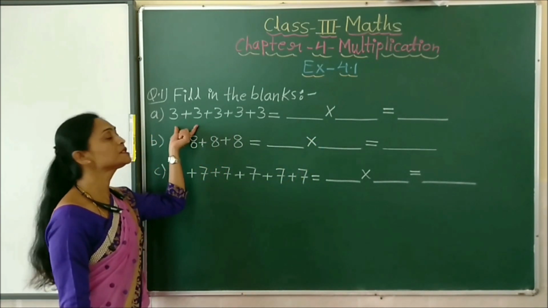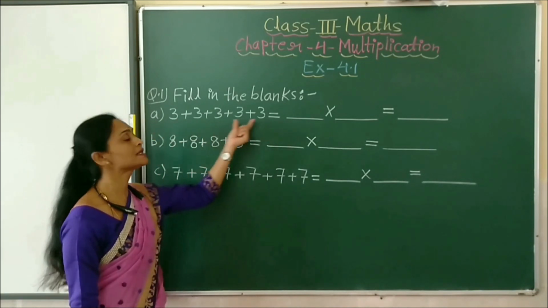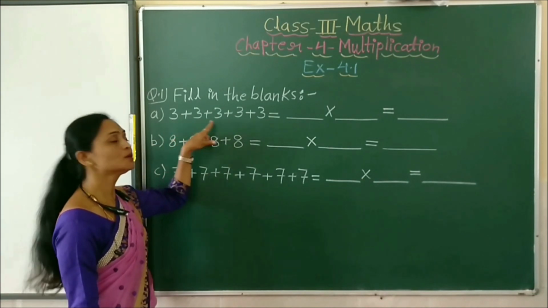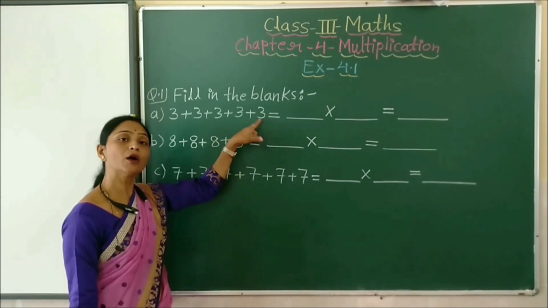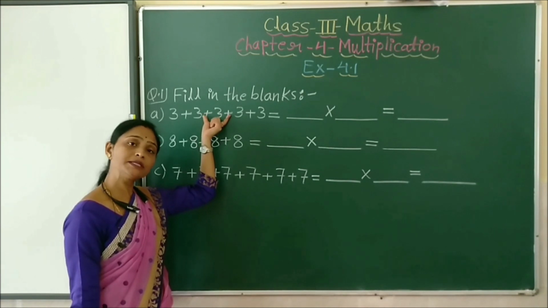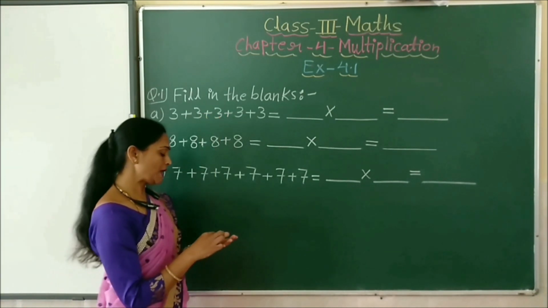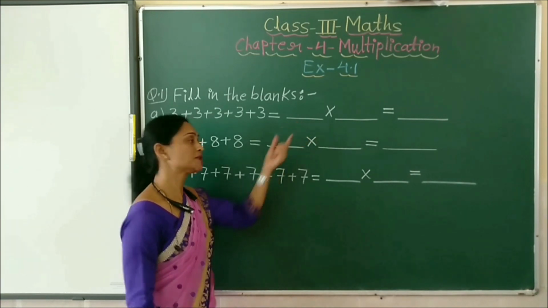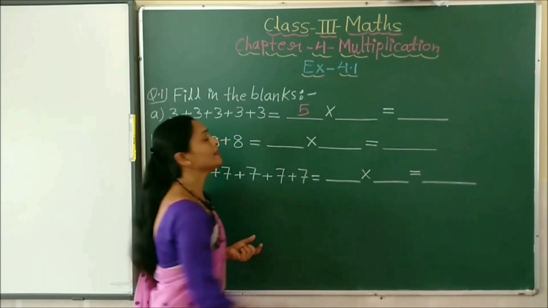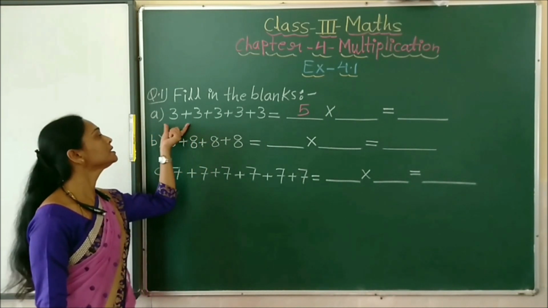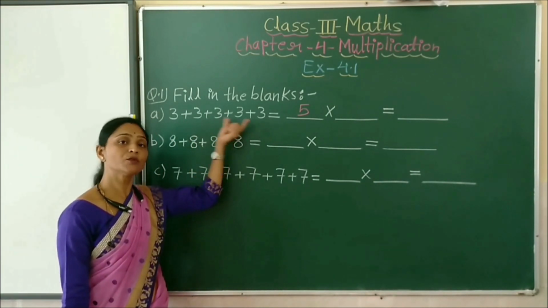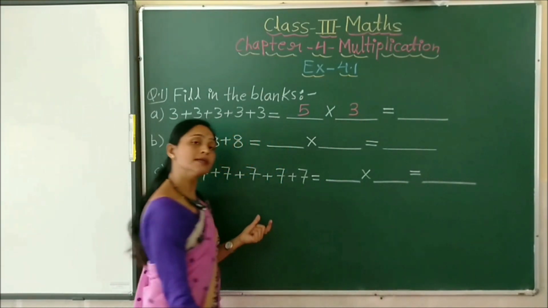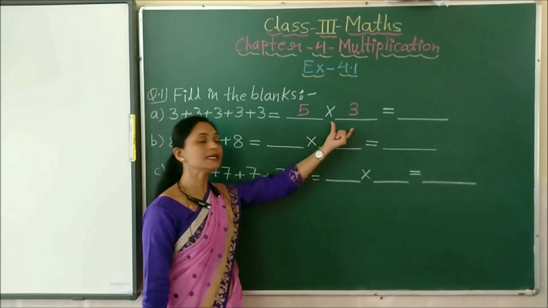See. What to do? First we have to count how many times this number is repeated. So we will count this. See, 1, 2, 3, 4, 5. How many times is it repeated? It is repeated 5 times. So first we have to write here the number of repetitions. So we will write here 5, and then we have to write the number which is repeated. So which number is repeated here? This is 3. So here we will write this 3. So this way we have filled both the blanks.